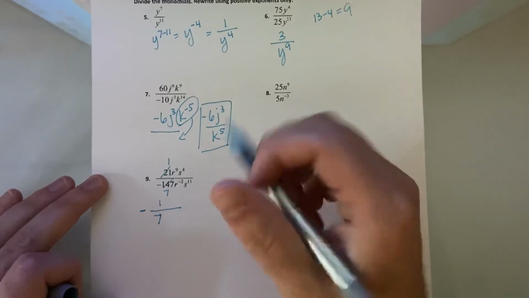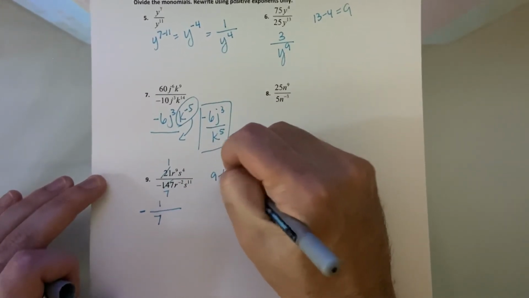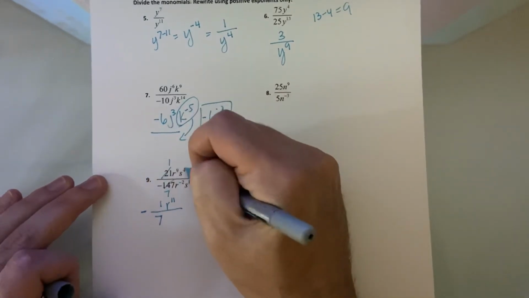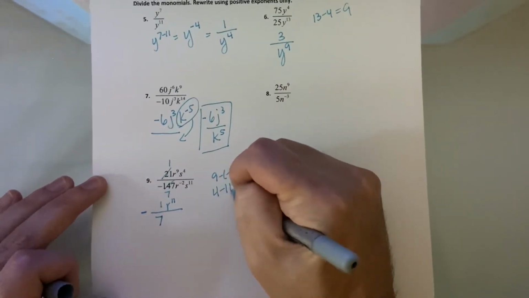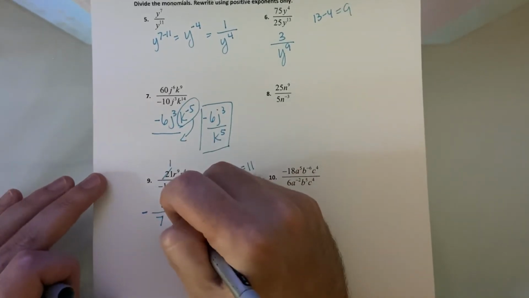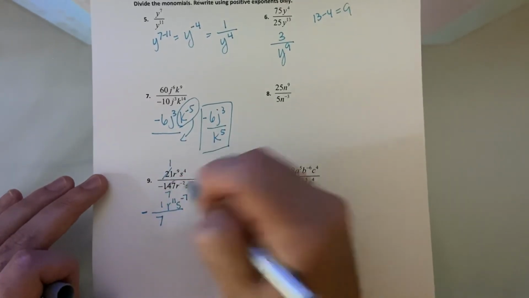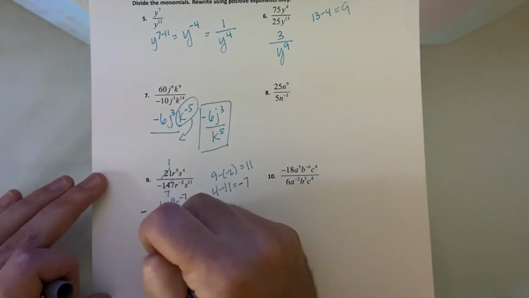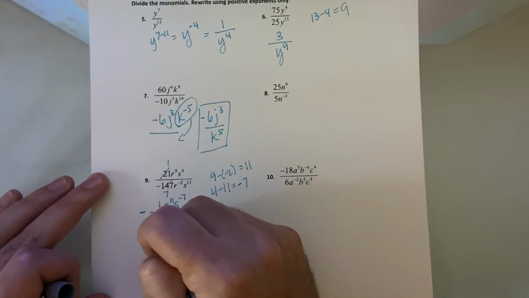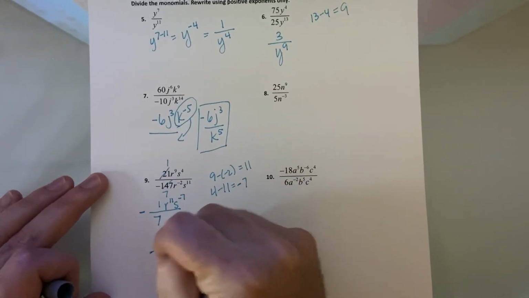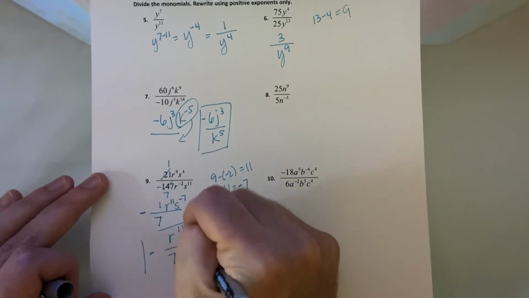9 minus negative 2. It's really 9 plus 2, so that means we have r to the 11th. 4 minus 11 is negative 7. That means we would have s to the negative 7th in the numerator. But again, we can't leave negative exponents there, so it goes down to join the 7. So we end up with r to the 11th over 7s to the 7th.